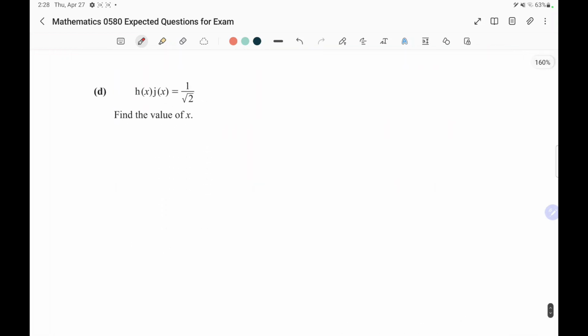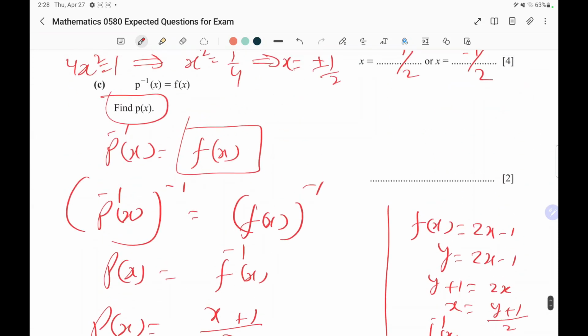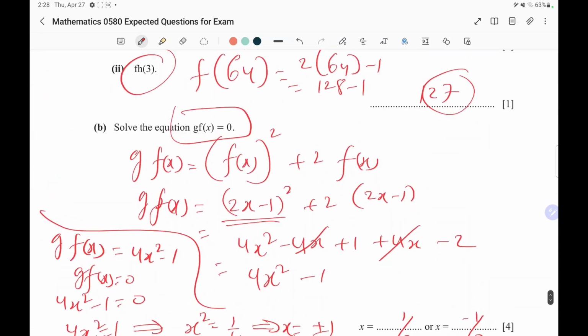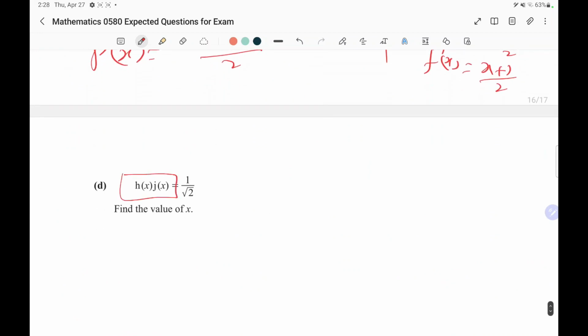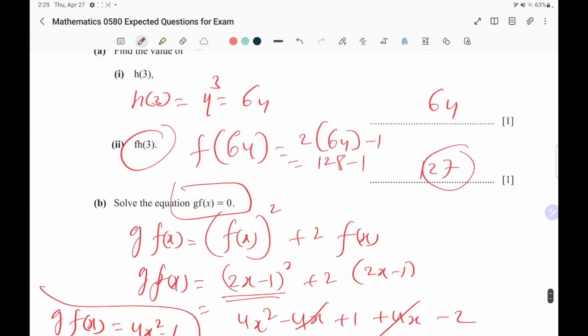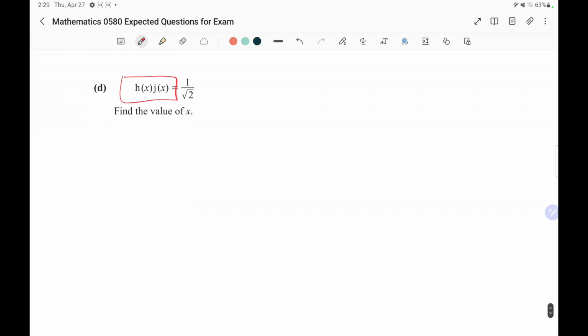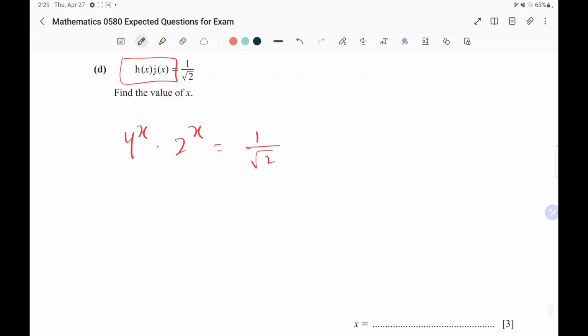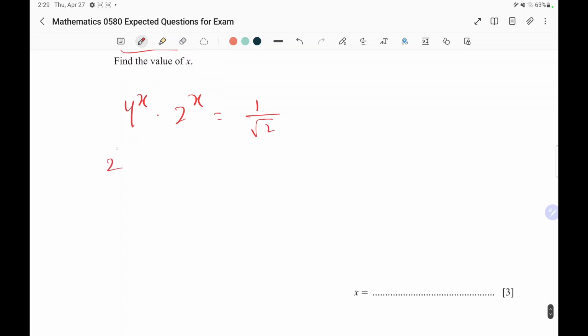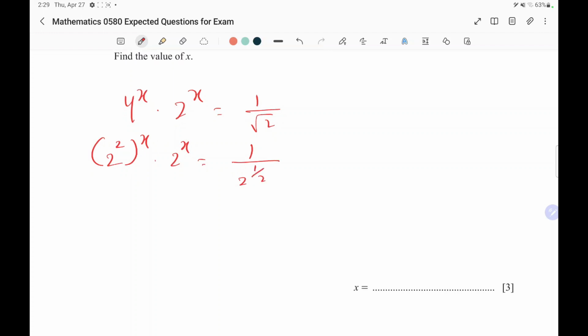Now h(x) times j(x) is 1 over root 2. Find x, but this is separate. What is h(x)? 4 to the power x, and j(x) is 2 to the power x, which is 1 over root 2. So 4 to the power x, 4 can be written as 2 squared, to the power x. This is 2 to the power x and this is 2 to the power half.